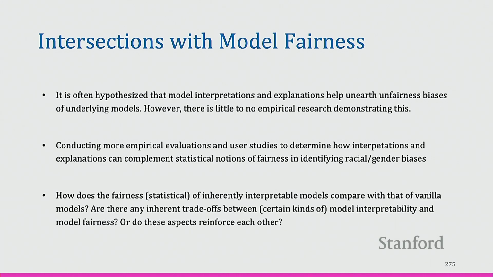And how do the statistical notions of fairness of inherently interpretable models compare with those of vanilla models, right? For example, if I just train an uninterpretable model, how does the fairness of that model, whether it's equality of opportunity or statistical parity, compare with the fairness of a model that is inherently interpretable? Either things like rule lists, or when you're adding prototype layers or attention weights, how to think about those, right? And are there any inherent trade-offs between certain kinds of model interpretability and model fairness, or do these aspects reinforce each other? Again, that relationship or connection is unclear.